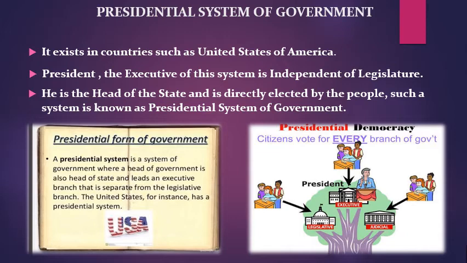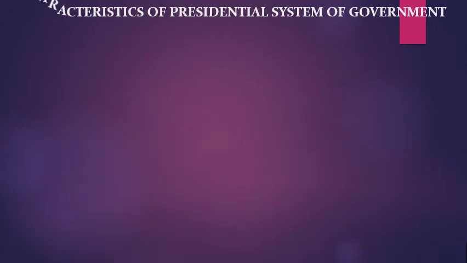Though the three organs, that is legislative, executive, and judiciary, are independent from each other, there are enough connections between them to work in coordination. Let us study few characteristics of presidential system of government.